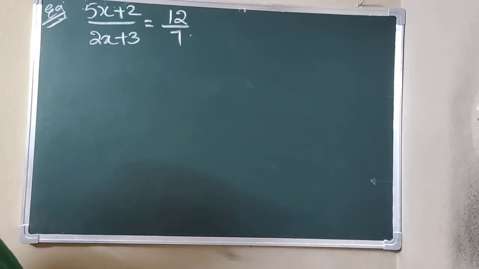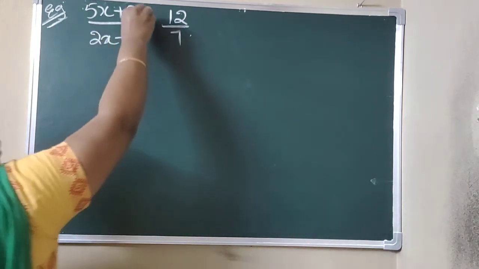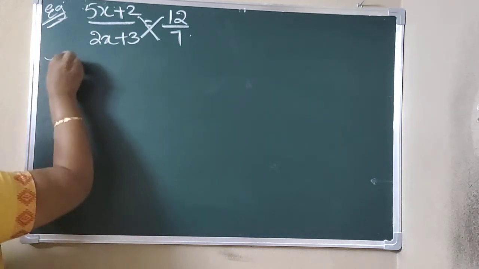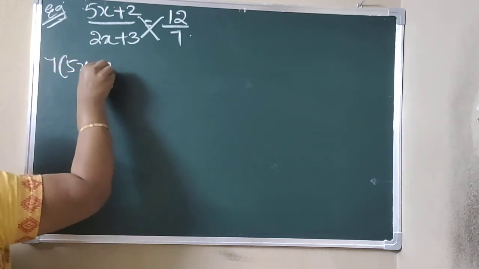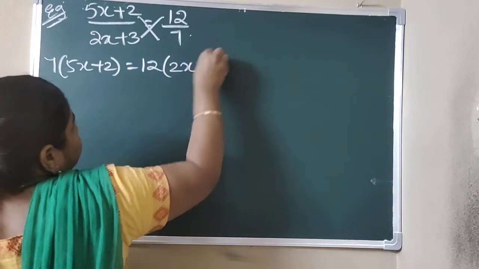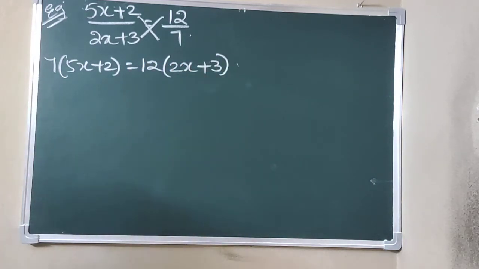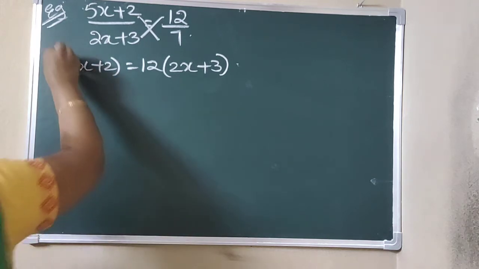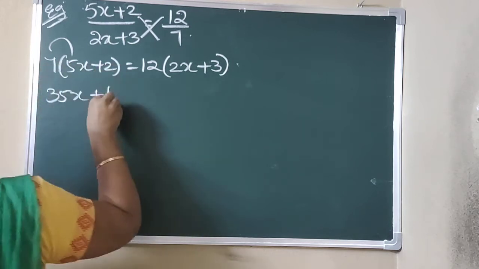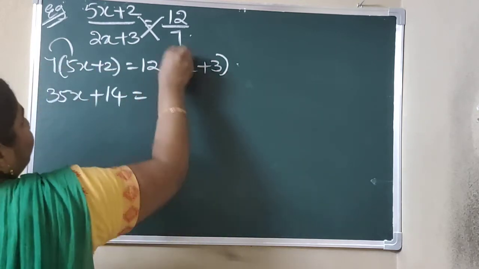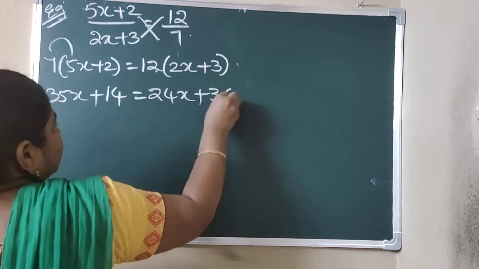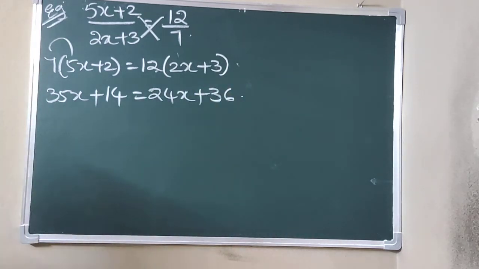For finding the x value, we will do cross multiplication here. So we can do cross multiplication like this. So here 7 into (5x plus 2) is equals to 12 into (2x plus 3). Okay. Now each and every term we have to multiply. 7 5s is 35, 35x plus 7 2s is 14 is equals to 12 2s is 24x plus 12 3s is 36.